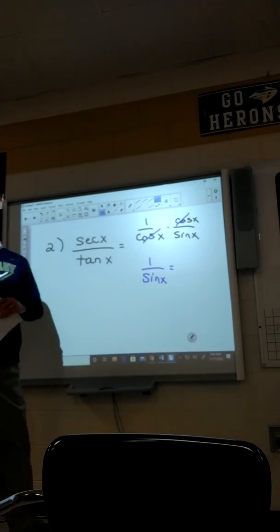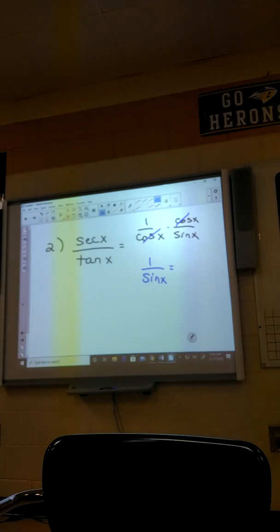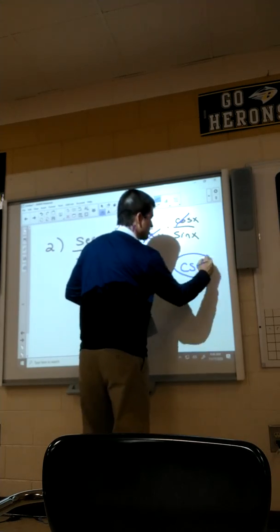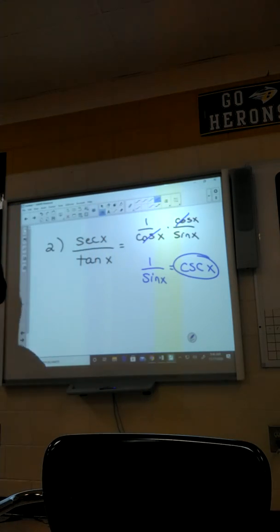Now, Christian, look on your formula sheet, and I need to get one out. And what up at the top can I change that into? Cosecant. So my answer is cosecant. So again, you're just trying to get this simplified down to one word. Or a 1. A lot of times it's just 1.